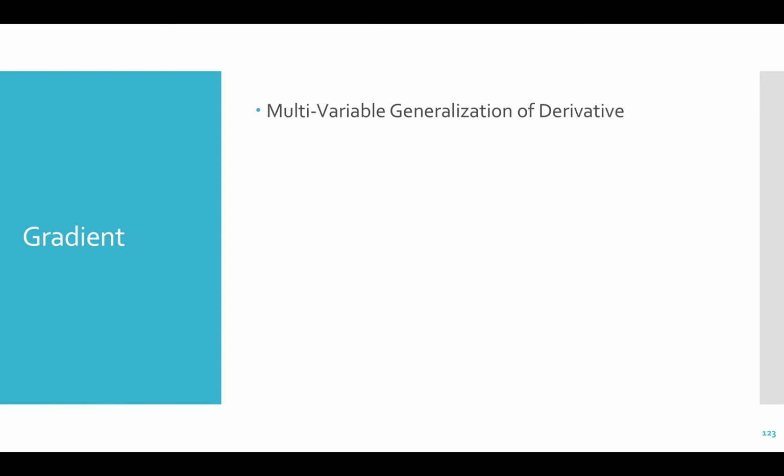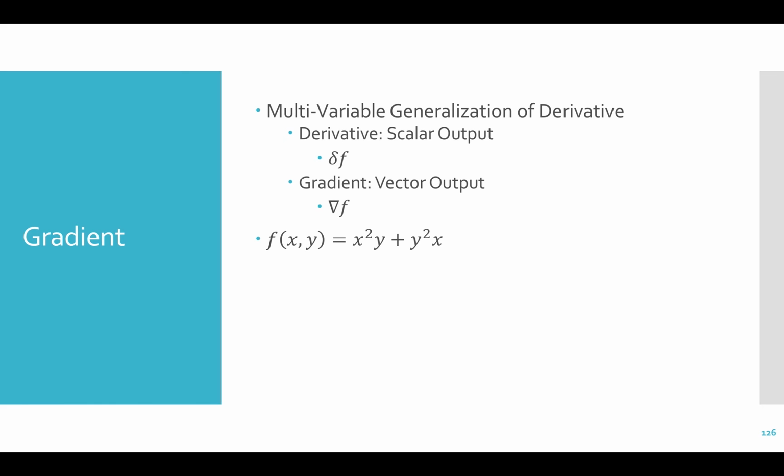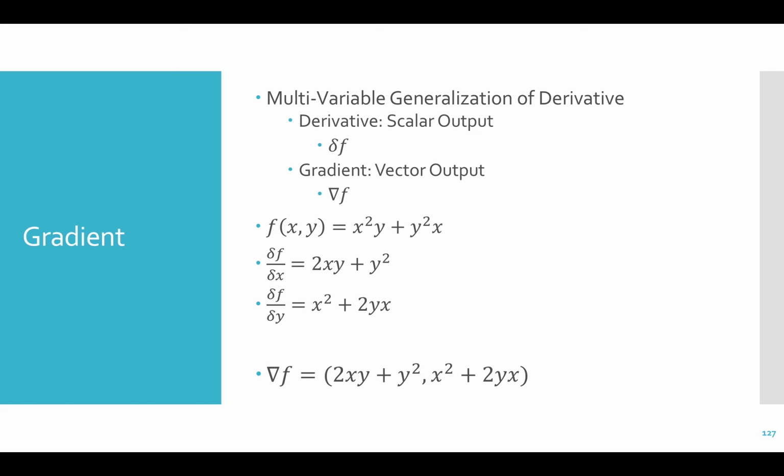The gradient is just a multivariable generalization of the derivative. The derivative gives you a scalar output, one value. The gradient gives you a vector output. So if we take this function, f, and we take the derivative with respect to x and with respect to y, we get these two different values. And then we can actually take those two values and put them into a vector, and then we have the gradient. And that's it. That's all the gradient is. It's just, hey, take all these partial derivatives and squish them together in a vector, and then you can describe the derivative of this function, which has multiple variables, in terms of one thing, one vector.